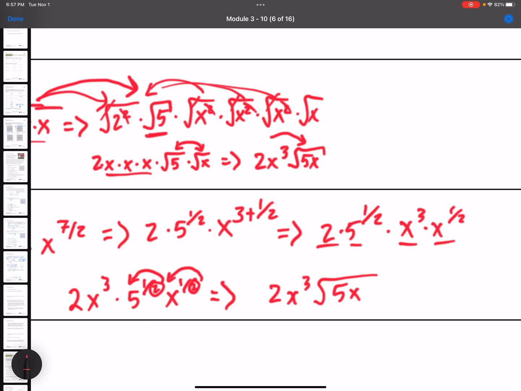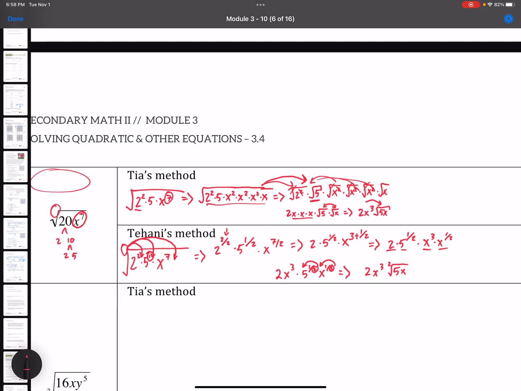Notice now, I want to be really careful. This cube belongs to the x, not to this radical here. That radical is just a 2. So I might even make it more specific and say this is a square root so that I don't get confused as to where that 3 belongs. But that's a good thing to note up here as well. You can see we have the same value.